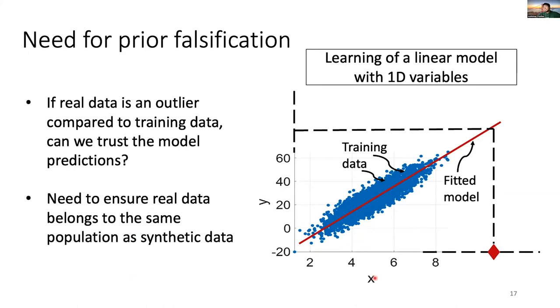For more intuition into this, let's consider a very simple example. Our input variable is X, a one-dimensional variable, and the output variable is Y. Let's say these blue dots represent some training data that we get from the wells, and we see a linear relationship. Let's fit a linear regression model. This red line is our machine learning linear model. But let's say now we get data for X which lies outside of our training data distribution. Can you really extrapolate your machine learning model and make predictions? Generally, it will be dangerous because extrapolation does not work as we expect it to most of the time. So we need to ensure that our real data falls within the population of the synthetic data.